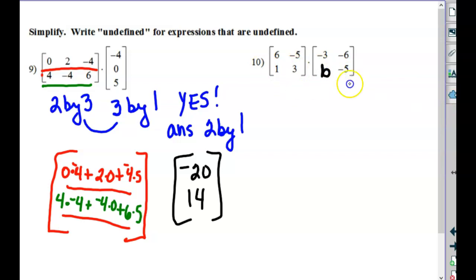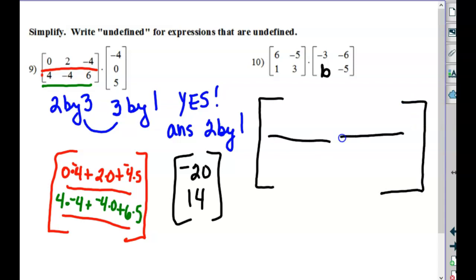Okay, can we do these? Yeah, it's a 2 by 2 and a 2 by 2, so we're going to get a 2 by 2. I'm going to have us write it out kind of big here with all the work, because it's your notes, okay? So we're going to have 1, 2, 3, 4 things, and then when we simplify, it will be much simpler. All right.